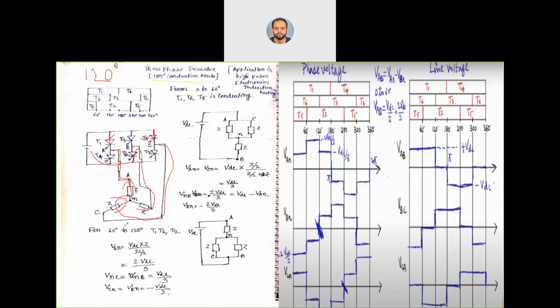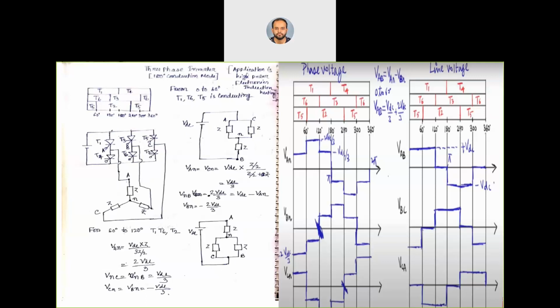Now if we draw for the 60 to 120 degree conduction mode, we will draw this circuit where T1, T6 and T2 are conducting.